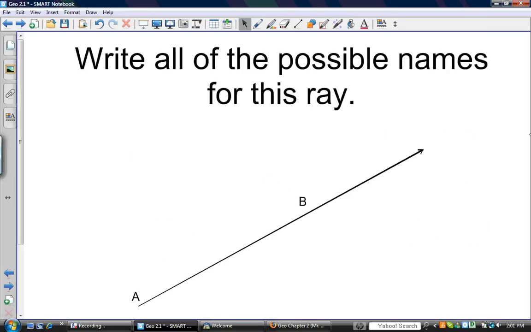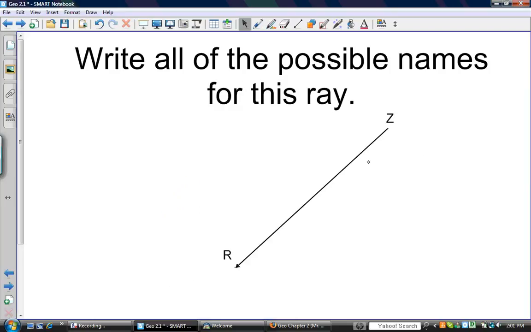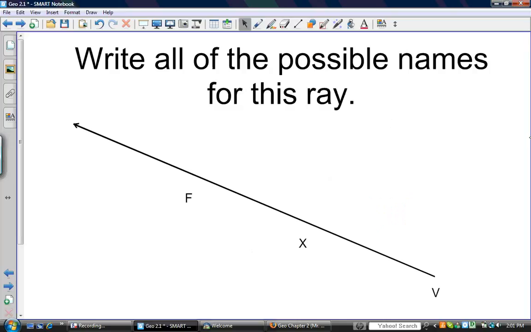Alright, so if we want to write all the possible names for this one, we have AB, and a line passing through like so. If we have this, just like I said before, we start at Z, pass through R, it should look like so. Now the possible names for this ray, we could start with V, we could say VX, we could say VF, but we couldn't do it the other way. And we couldn't say XF because XF would start here and it wouldn't be the full ray. So these are the only 2 names we could use to name this ray.